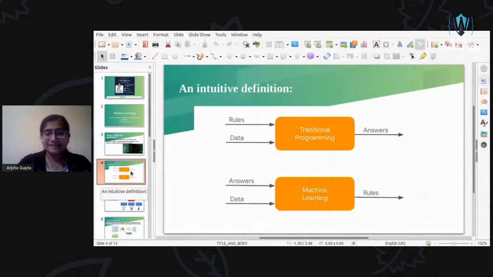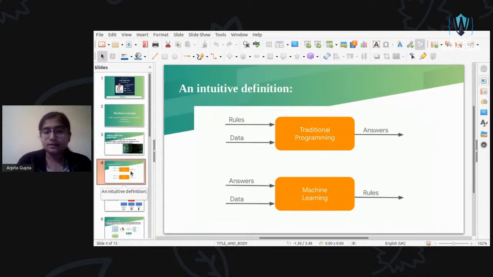We would write some sort of if-else code, and then eventually it would give us the answers. For example, if you want to know whether a number is even or odd, we'll write if, else, and then eventually it will give us an answer. When we give it an input, we give it the data, we give it the rules, and it gives us the answers. But in the case of machine learning, this is not the case. We give it the answers, we give it the data, and then it gives us the rules.